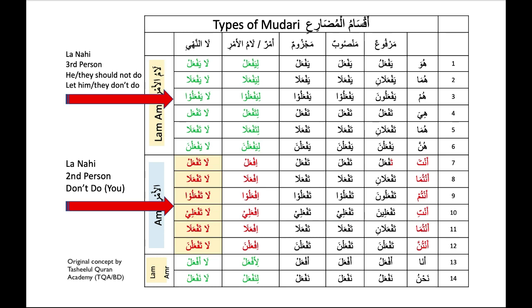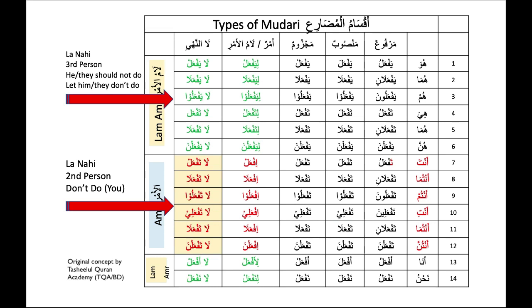Let's look at the red text here. If'al means do, you do. For nahi, we shall add la and then we will say taf'al. This ta is from anta. To distinguish, we are asking the person who is in front of you. La taf'al means you don't do. La taf'ala means you two don't do. La taf'alu means you all don't do. La taf'ali means you female don't do. La taf'ala means you two female don't do. La taf'alna means you all female don't do. That's for second person. So I will repeat it. La taf'al, la taf'ala, la taf'alu, la taf'ali, la taf'ala, la taf'alna.